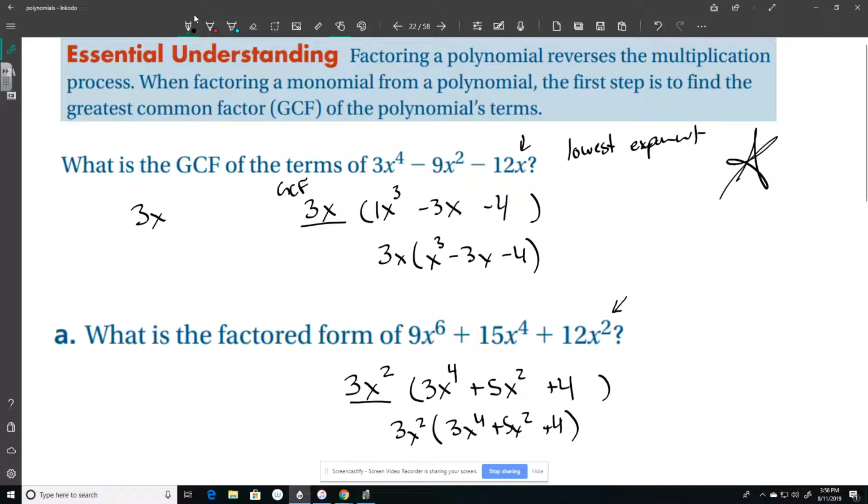This concept is going to be huge this year. We're going to use it over and over and over again. So make sure you understand factoring, how to pull out the most that you can, which is weird because it's the smallest x that you pull out, because that's the most you can pull out of that number there.